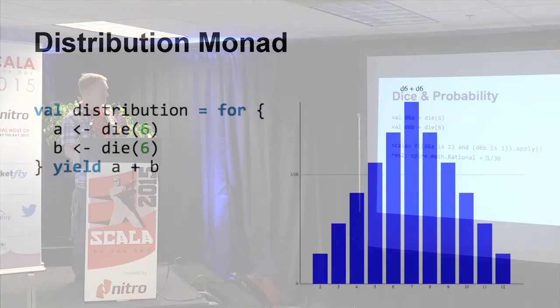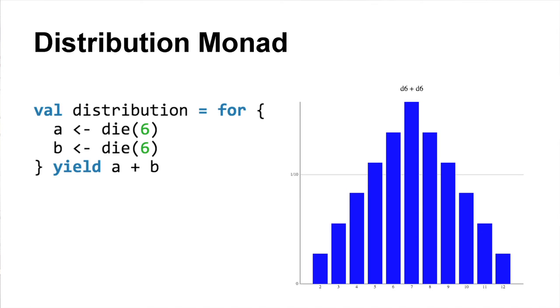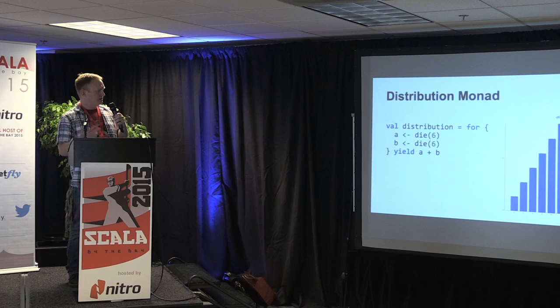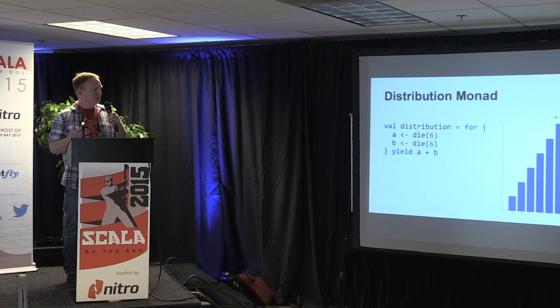Another dice example is to throw two dice, add them, and calculate the distribution. So here, as we all know, 7 is the most common number when you total two dice thrown. There's only one way to get 2, and there's only one way to get 12. So you see this nicely formed triangle. The nice thing about computing it with this distribution monad is these numbers are precise. We could simulate 10,000 rolls and get a distribution that looks a lot like this. But it's nice to have the exact numbers in many situations.